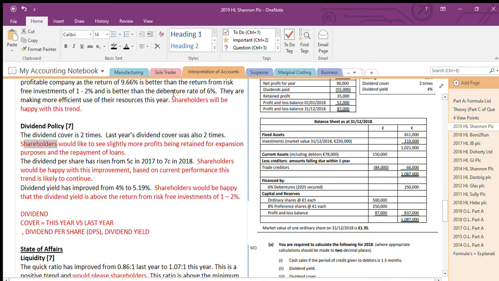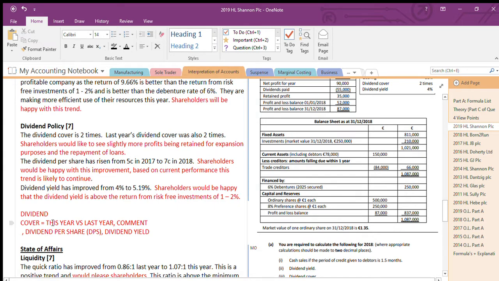Other here you're saying that they are making more efficient use of the resources, shareholders will be happy. Here you're saying shareholders are either happy with profits being retained or not happy with profits retained, but because it hasn't changed, I'm going to say they'd like to see slightly more profits. I can't say they're unhappy and I can't say they're too delighted either, because nothing's really changed. So I'm going to say shareholders would like to see slightly more profits being retained for expansion and the payment of the loans. So I'm going to write here comment.